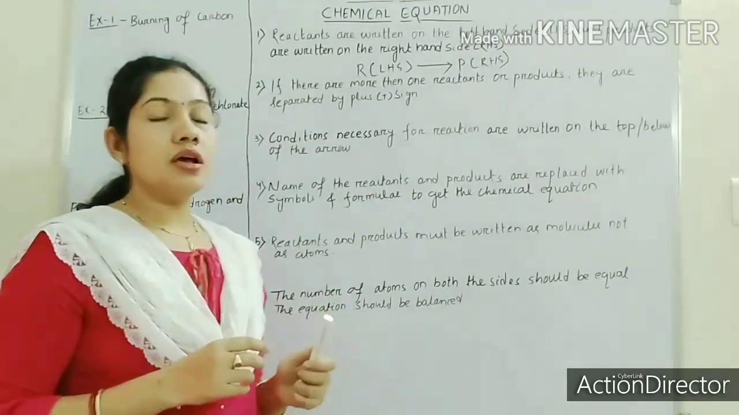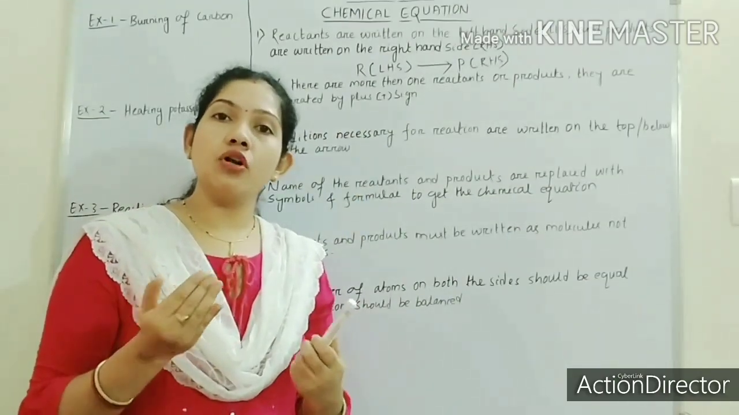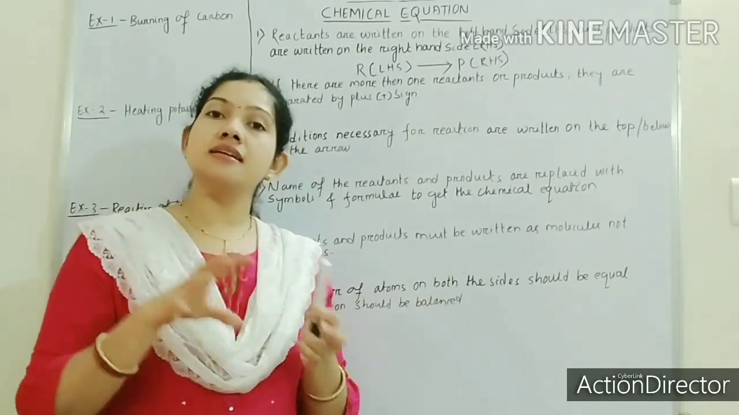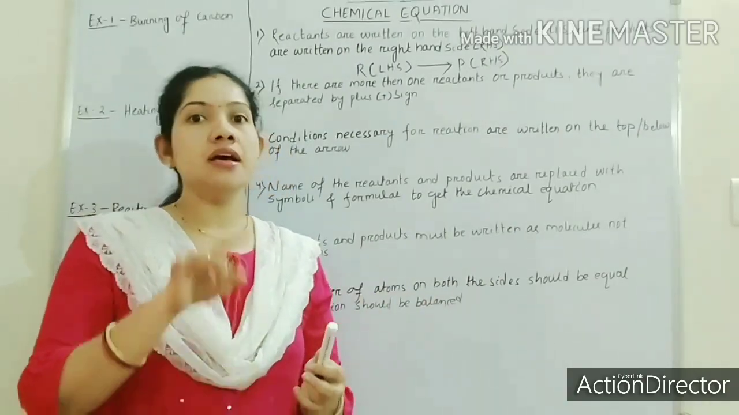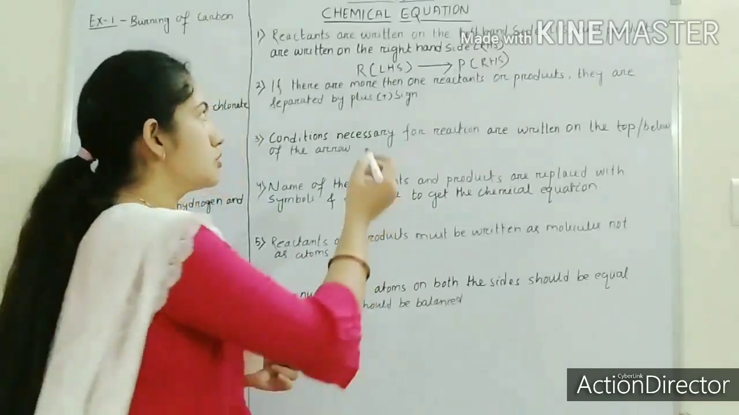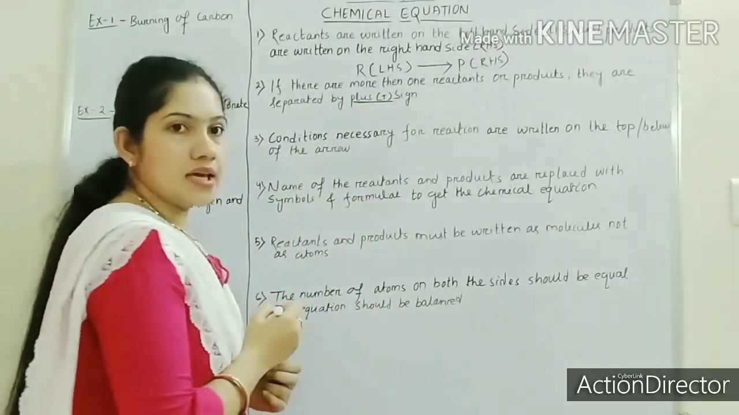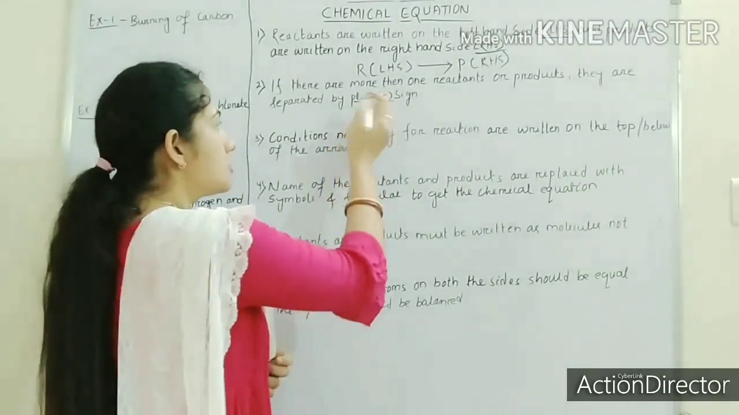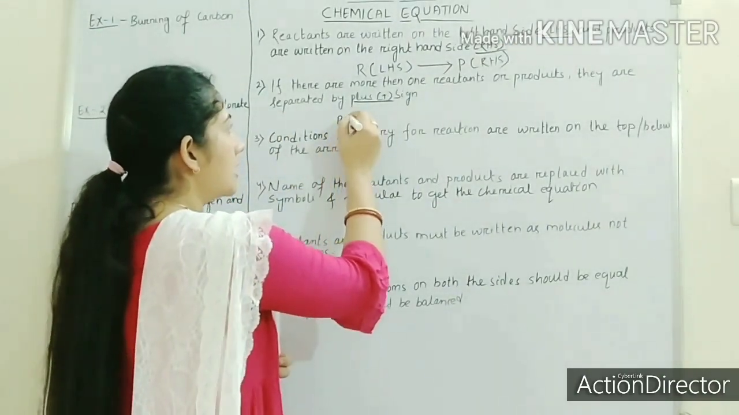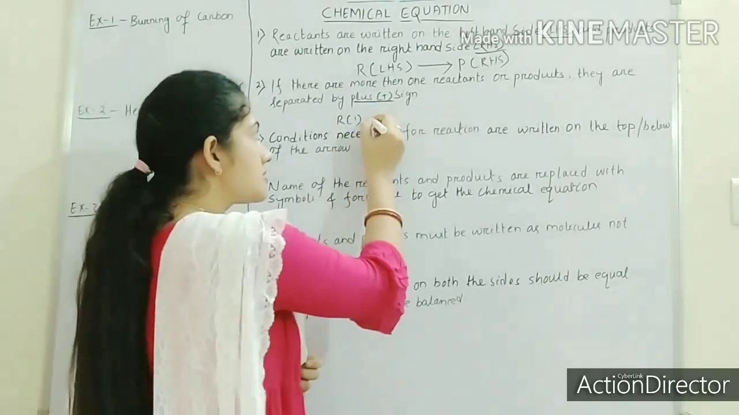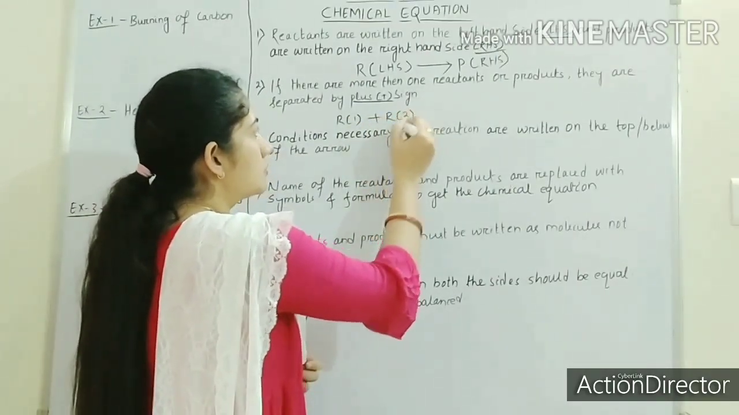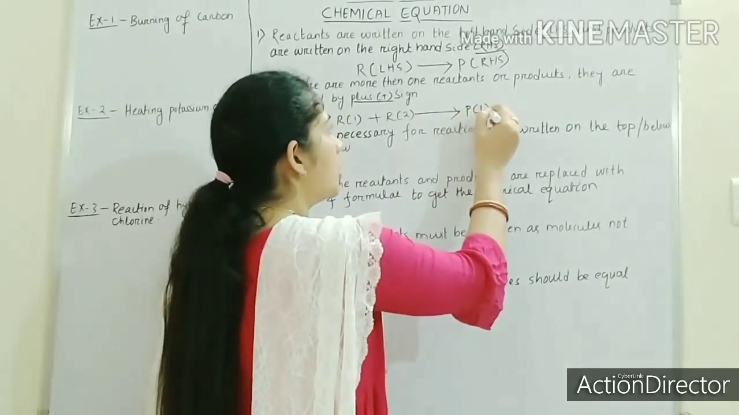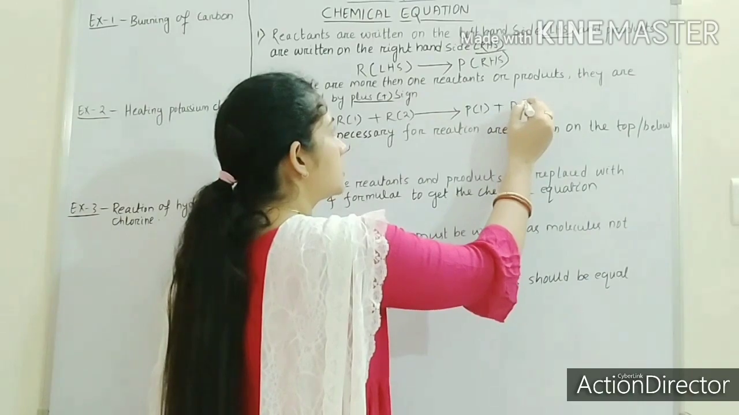What is the second rule? If there is an involvement of more than one reactant or product, those reactants and products should be separated by a plus sign. Okay, this all thing you remember. Got it? So here let me write reactant 1 plus reactant 2. They will form product 1 and product 2.